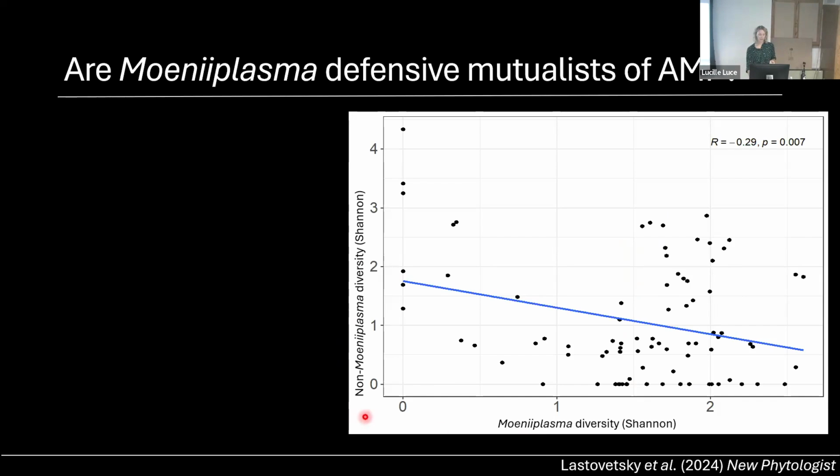And so you can see it on this plot. On the x-axis, I've plotted the Moenoplasma diversity, and on the y-axis is the diversity of all these other endobacteria. And each dot represents an AMF spore. So you can see that spores that harbor higher diversity of Moenoplasma harbor lower diversity of all these other endobacteria.